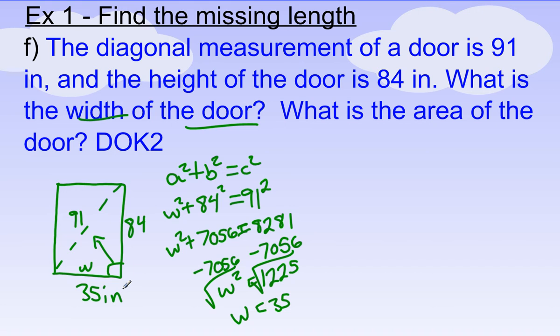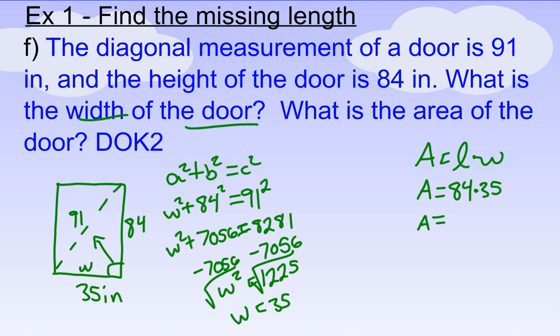And you have to know, to find the area of something, the area of a rectangle is length times width. They tell me the height, or the length. I need to find the width. So you do the Pythagorean theorem to find the width, then you can plug it into your area formula. Let's do that. The length here is 84, or the height, depending on how you want to think about it. The width is 35.